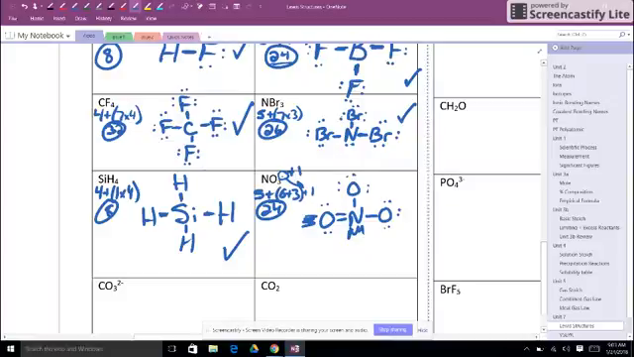So now let's check the octet rule again. 2, 4, 6, 8. This oxygen's all set. This oxygen, 2, 4, 6, 8. That one's all good. This oxygen on the right, 2, 4, 6, 8. All good. Now the nitrogen in the middle. A double bond accounts for 4 shared electrons. So we have 4, 6, 8. Everyone's happy. Everyone's fulfilling the octet rule now.